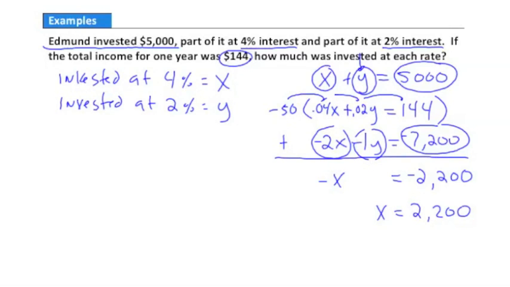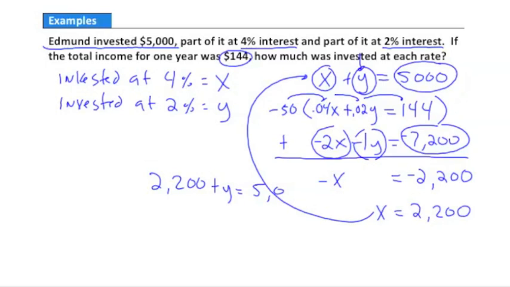I've solved for x. If I plug this value back up into my original equation there, x plus y equals 5,000, I can figure out how much y is. So let's take a look. I'll have 2,200 plus y equals 5,000. So I would subtract 2,200 from each side.